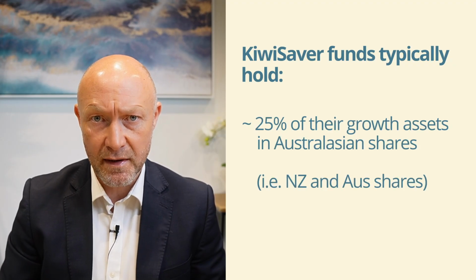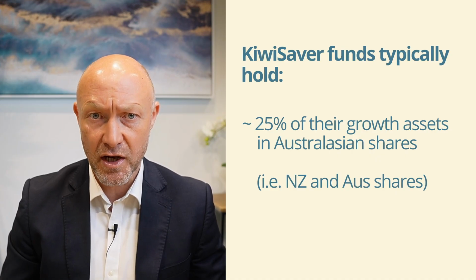If you look at the asset allocations of the 100 billion plus invested in KiwiSaver funds, as an example, which are run by professional money managers and designed for New Zealand investors, you see that they tend to allocate around 25% of their growth assets to New Zealand and Australian shares.